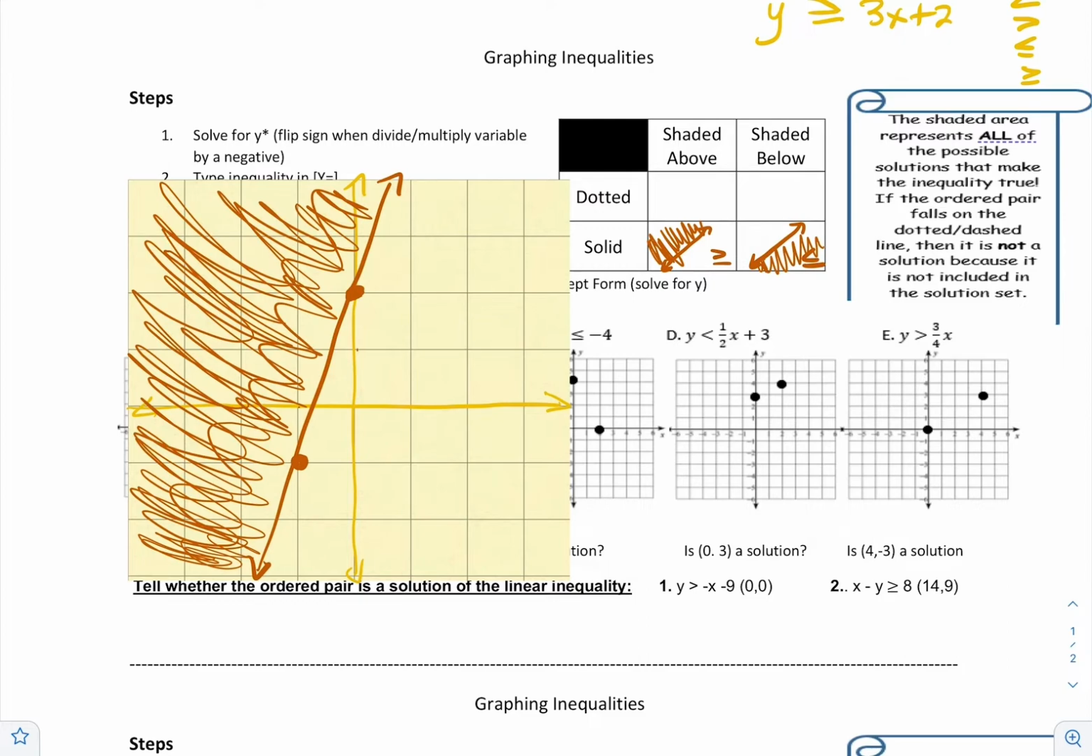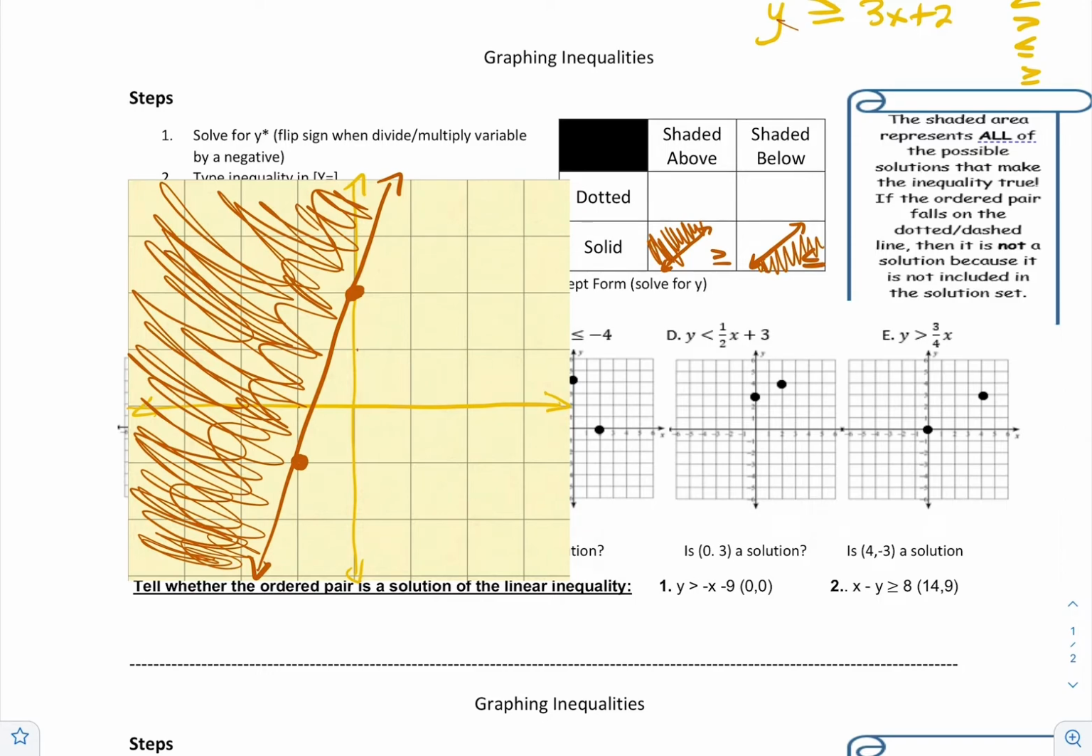For instance, let's say I plug in (0, 2). So that means y is 2 and x is 0. When I simplify, 2 should be greater than or equal to whatever 3 times 0 plus 2 is, which is 2. And now we ask ourselves, is 2 greater than or equal to 2? The answer is yes. So therefore, we know that (0, 2) is a solution of the inequality, and anything in the shaded region will also be a true statement.